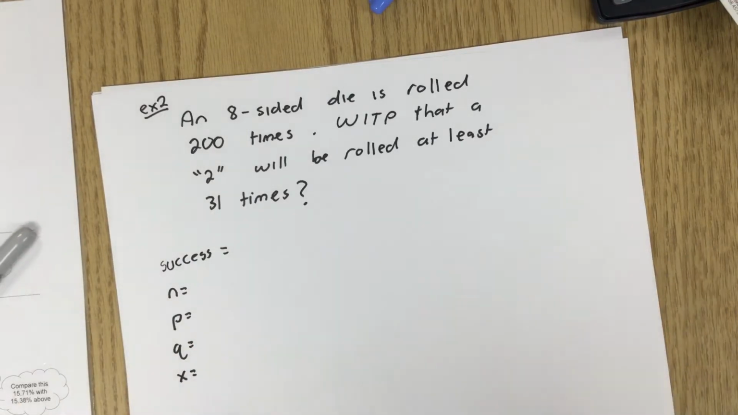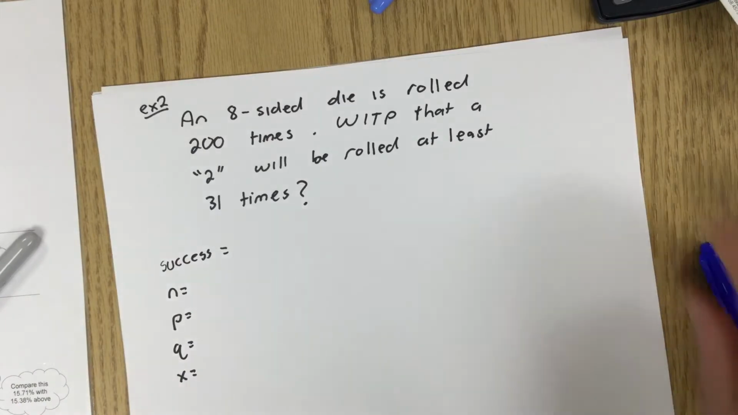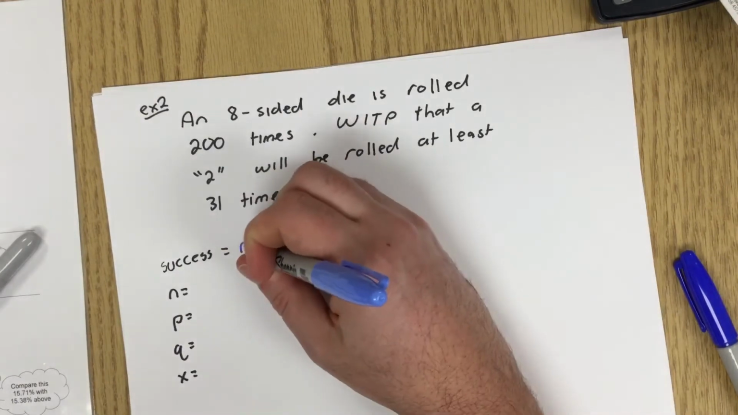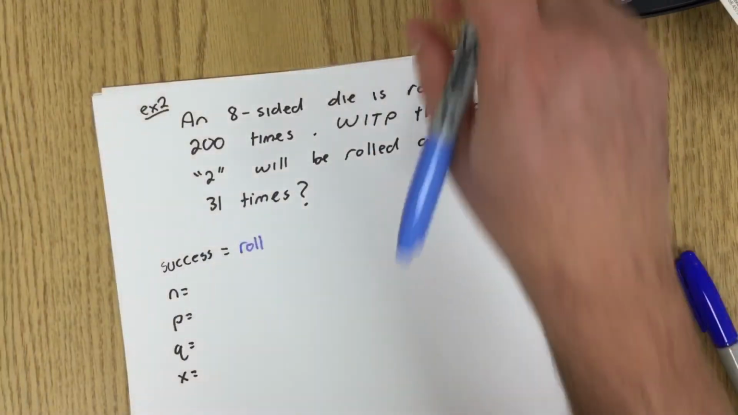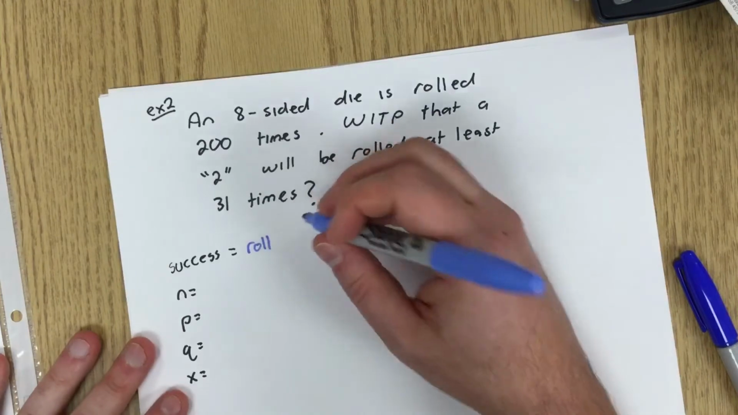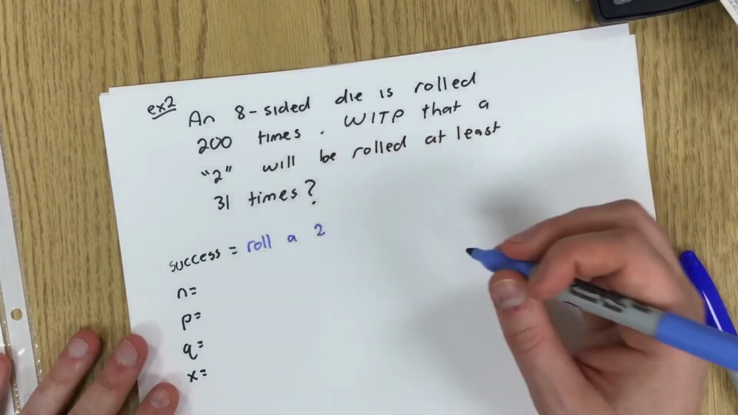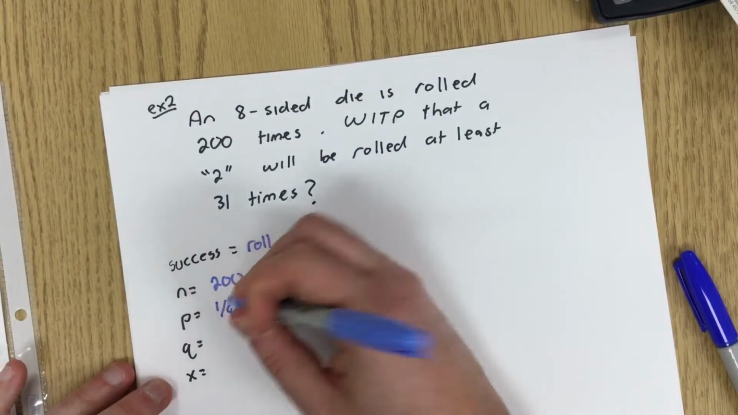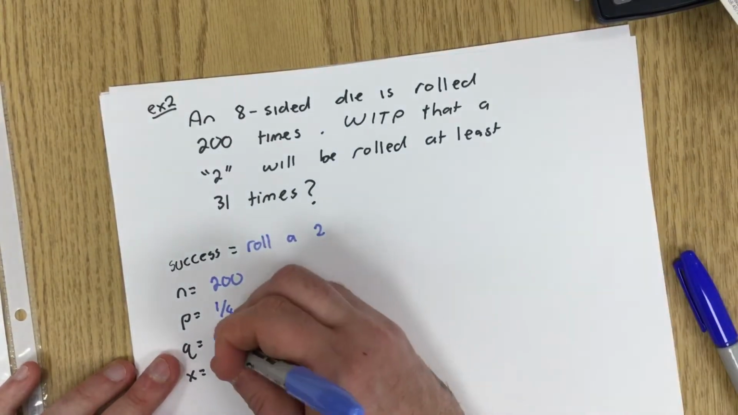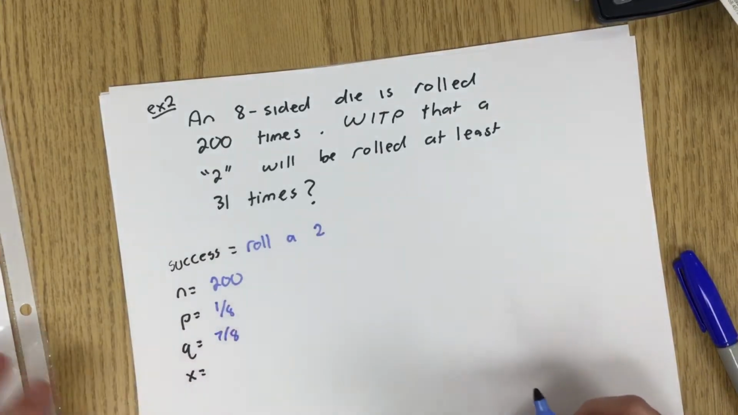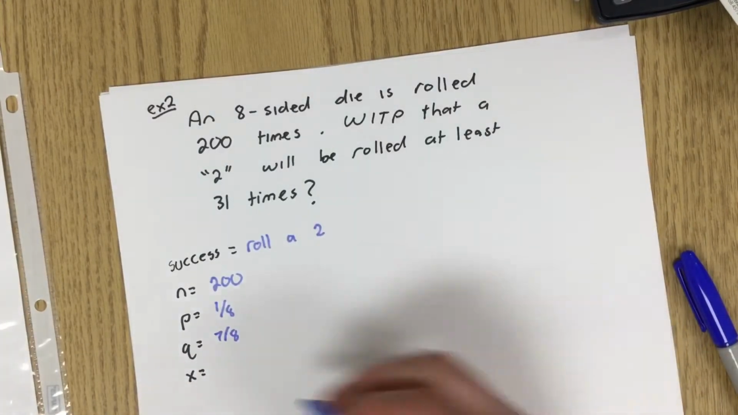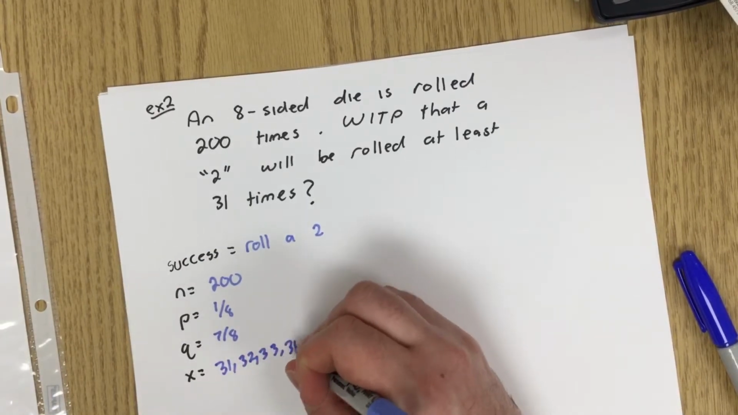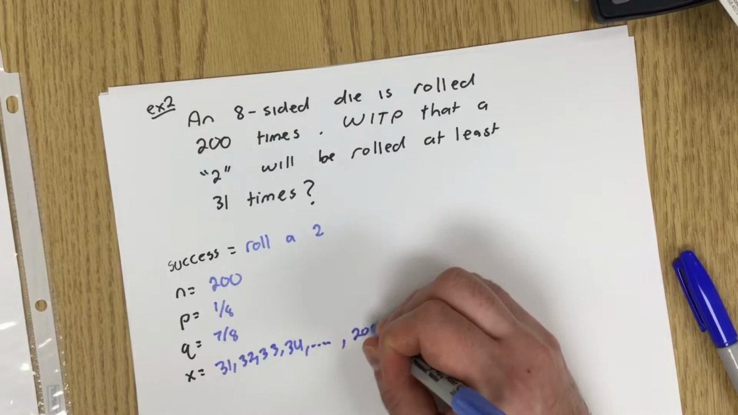Okay, so a success: an 8-sided die is rolled 200 times. What's the probability that a 2 will be rolled at least 31 times? So success is going to be roll a 2. N is going to be 200. The probability of rolling a 2 is 1 out of 8. The probability of not rolling a 2 is 7 out of 8. And we want to roll it at least 31 times. So it's got to be 31, 32, 33, 34, all the way to 200.